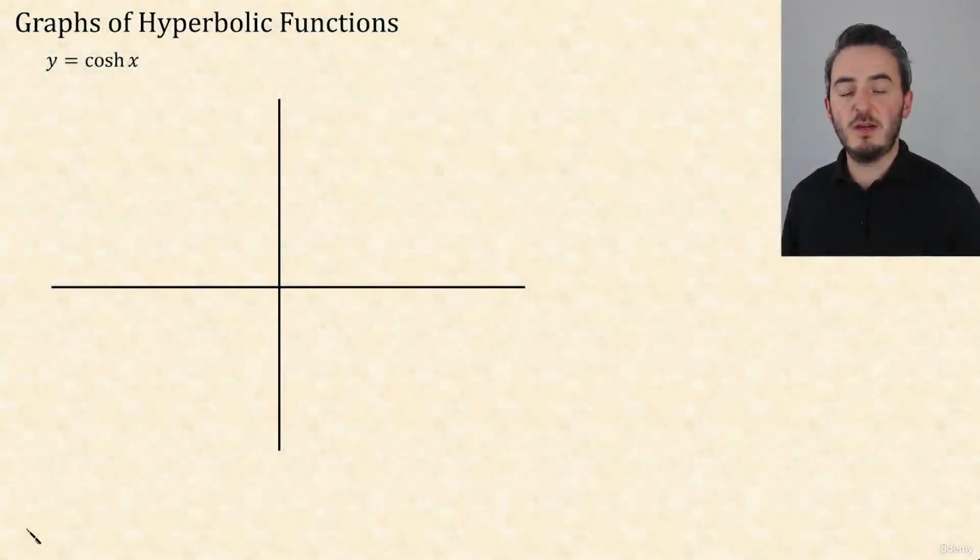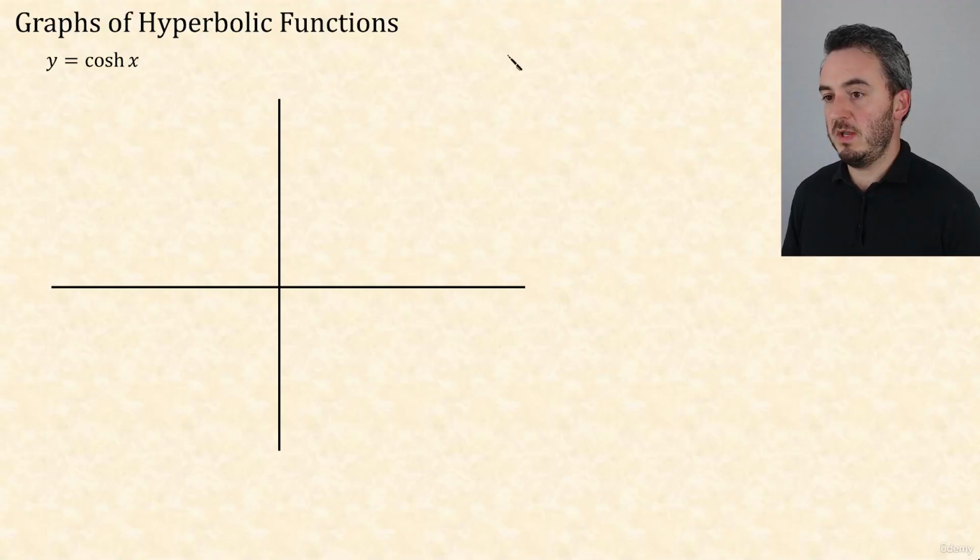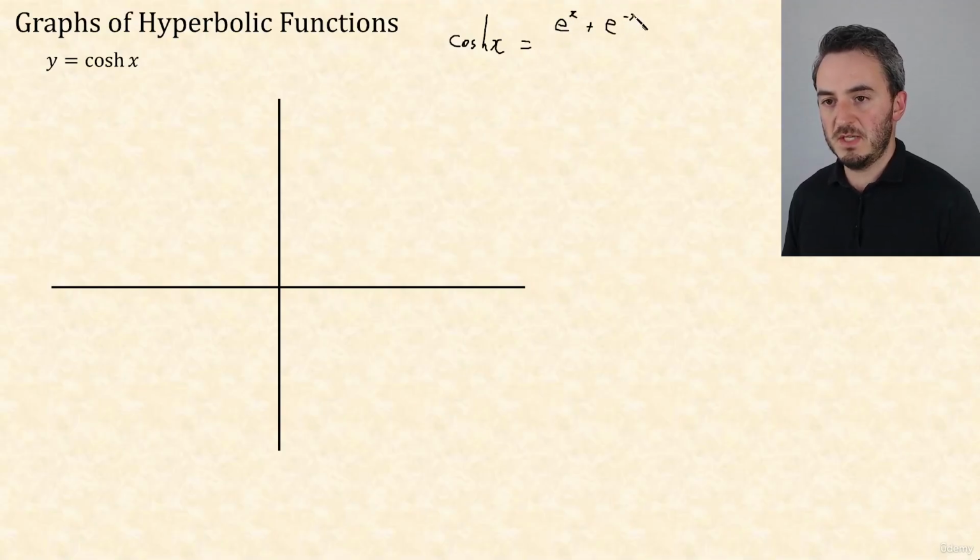In this video, we're going to look at the graphs of the three basic hyperbolic trig functions: cosh, sinh, and tanh. Let's start with cosh. So, starting with the definition, cosh x is e to the x plus e to the minus x, divided by 2.